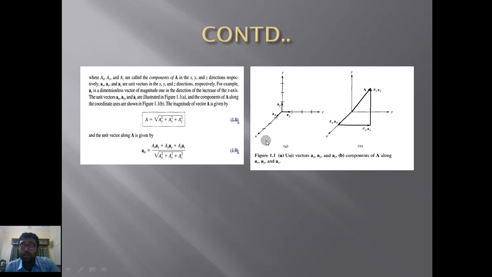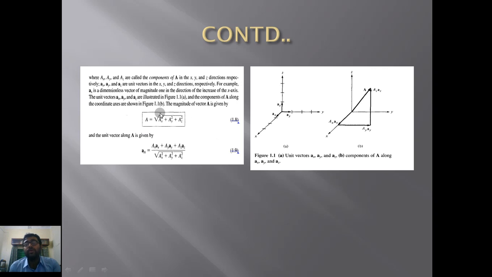and this is the 1.1a figure. The components of A along the coordinate axes are shown in figure 1.1, just what I have described. And the magnitude of vector A is given by this. This is a very important factor: to calculate the magnitude of vector A, we have to use this equation. We will take the root of a suffix x square plus a suffix y square plus a suffix z square.